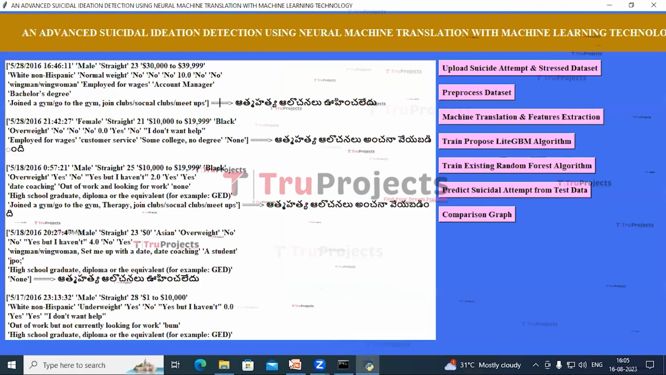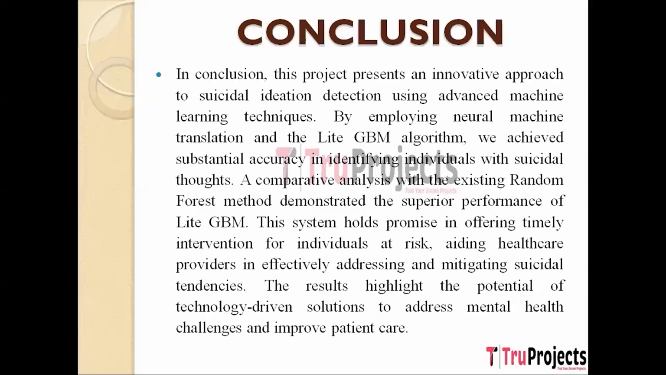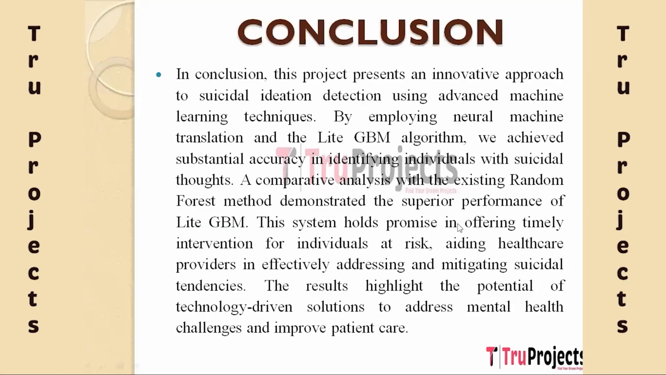Close this, and the conclusion here is, this project introduces a new method for detecting suicidal ideation using advanced machine learning techniques. Using neural machine translation and the LightGBM algorithm, it achieved high accuracy in identifying individuals with suicidal thoughts. The system outperforms the existing random forest method, offering timely intervention for at-risk individuals. This highlights the potential of technology-driven solutions in addressing mental health issues and improving patient care.